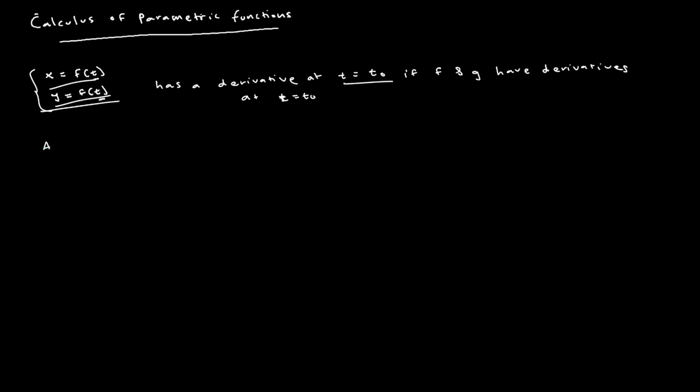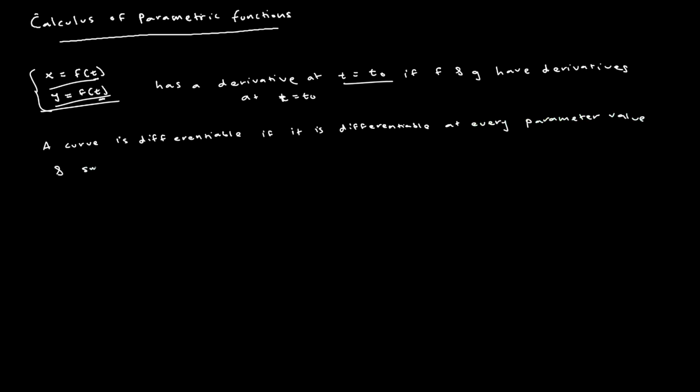And so a curve is differentiable if it is differentiable at every parameter value, and smooth if f prime and g prime are continuous and not simultaneously zero.